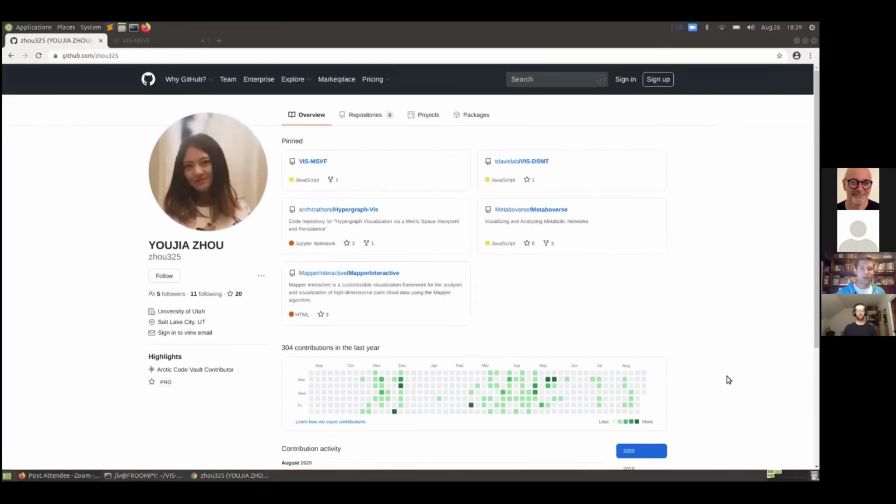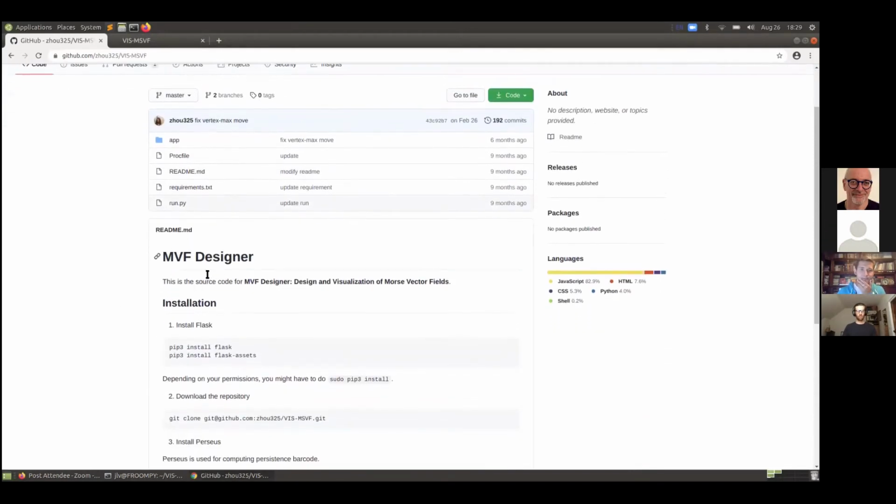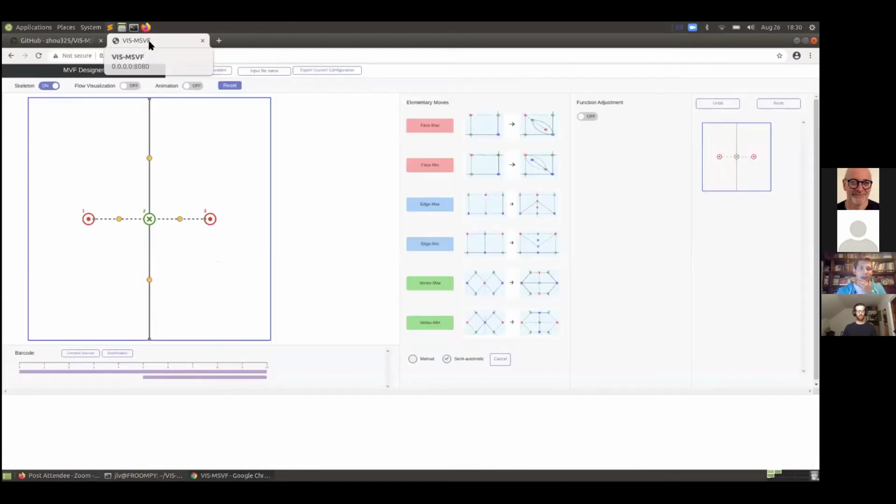There we go. Okay, so this is Yuja's GitHub. The interactive is called MVF Designer. I suggest you check it out, and I have a version running on my screen. Do you see this screen here? Okay, great.